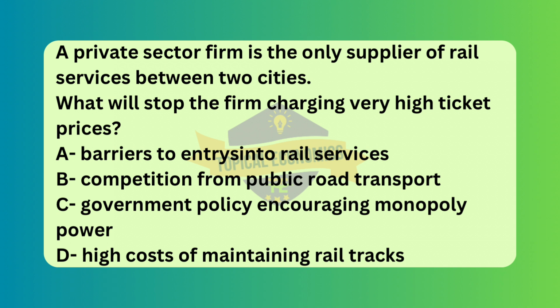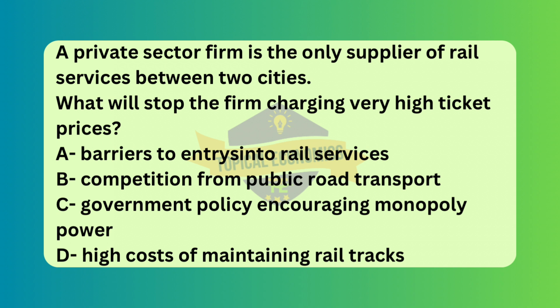The correct answer to this question is option B. The main factor that would stop a private sector firm from charging very high ticket prices for rail services is competition from public road transport, option B. If there are alternative modes of transport available, such as buses, cars, or other public transportation options, passengers have the choice to switch to these alternatives if rail prices become too high.